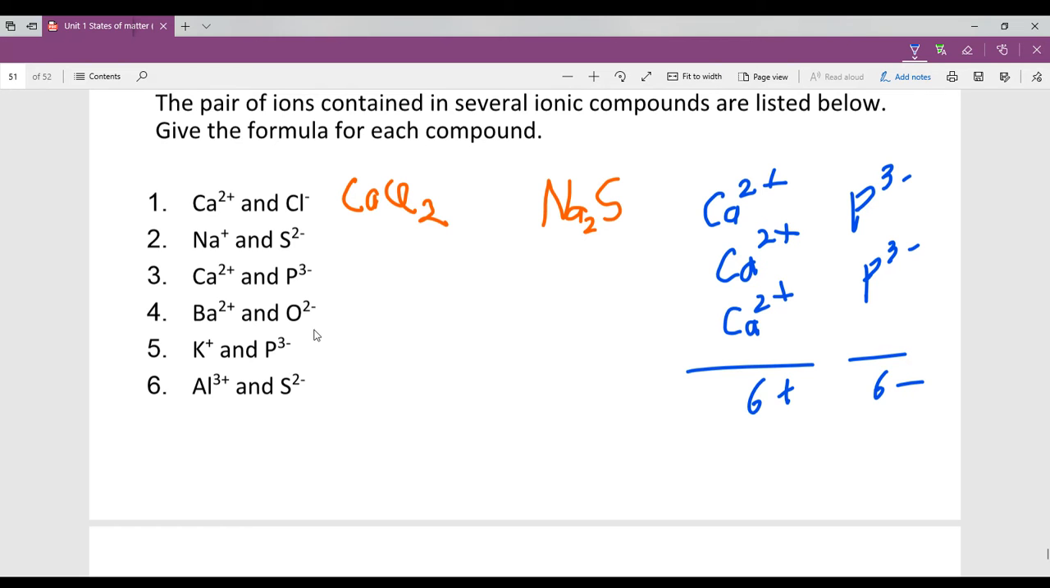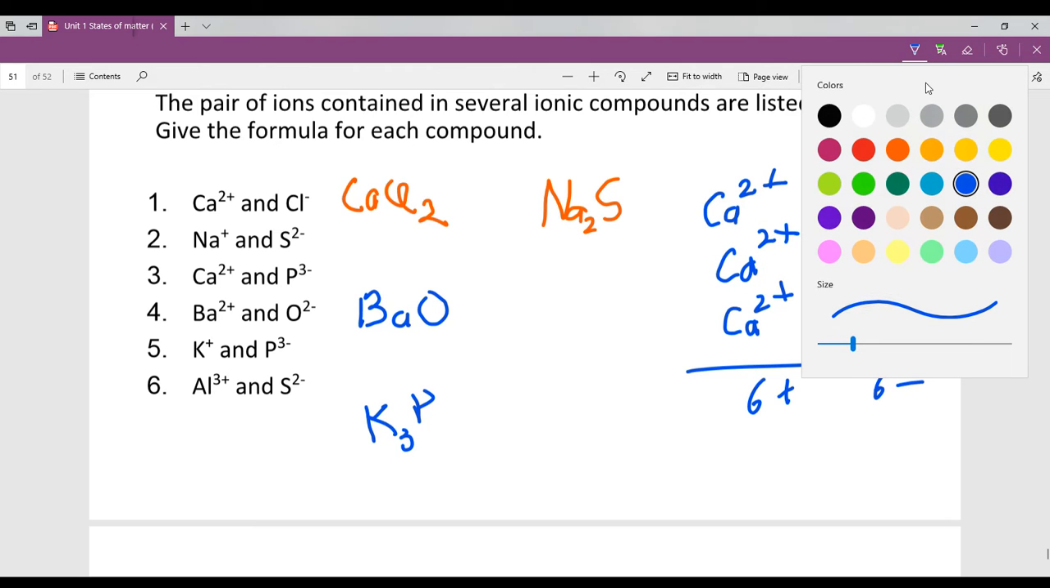BaO, this is 2 positive, 2 negative. This is easy peasy. So BaO. And then over here, you will need 3 potassium and 1 phosphorus. And then over here, same case as this one, it's just opposite.